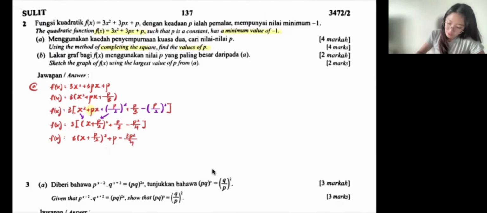Okay, now if the question says the minimum value is -1, okay, what are we looking at? We are looking at the terms behind, after the square bracket. This determines your minimum value. All right, so you just take out p minus 3p squared over 4 equals -1. To eliminate the fraction, the fastest way, right? You just multiply the whole thing by the denominator 4. Okay, so this will be 4p minus 3p squared equals -4.